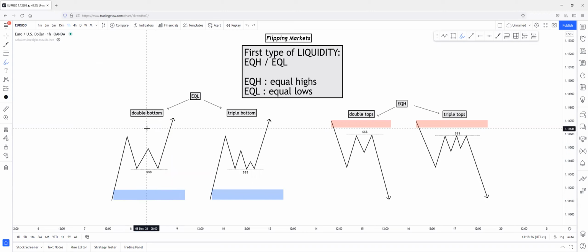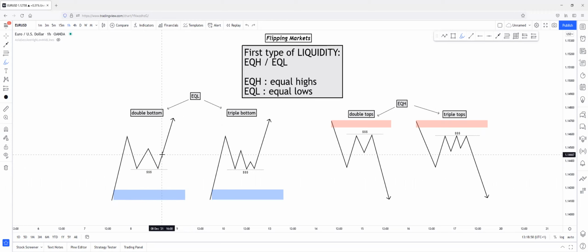What can we do in this scenario? Price has a great chance to come back to this demand zone and mitigate the demand zone which has liquidity above, and sweep all of the liquidity from this region, because you have to think with the retail trader's brain. So the retail traders usually open on the double bottoms and the triple bottoms. So if they see a double bottom, they will open a buy position here.